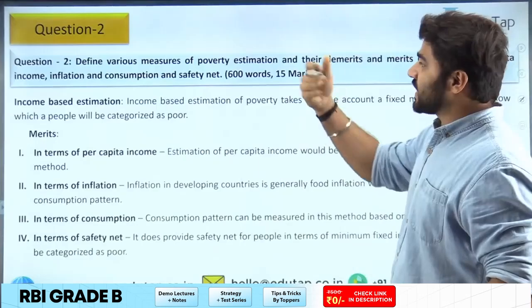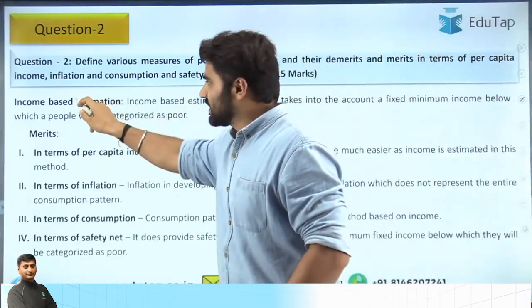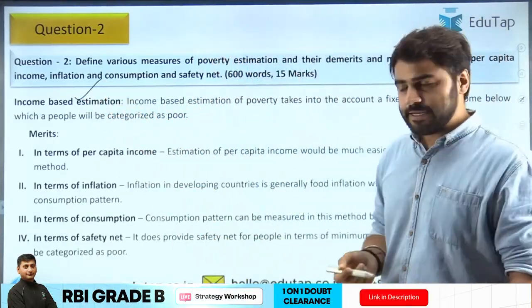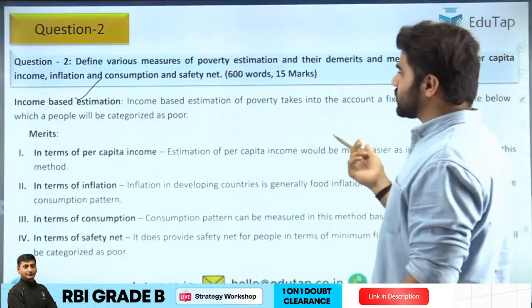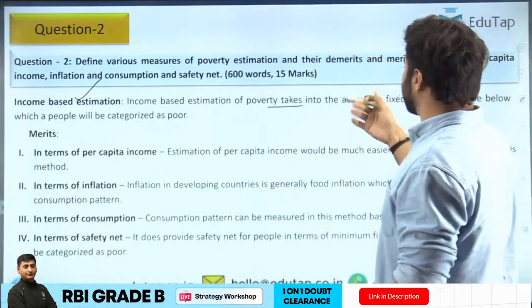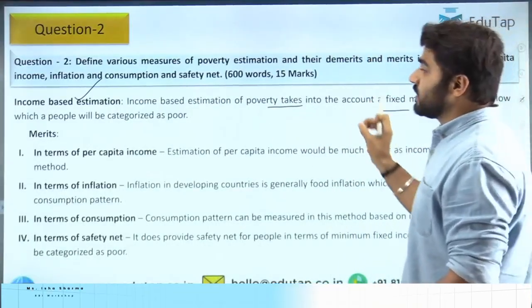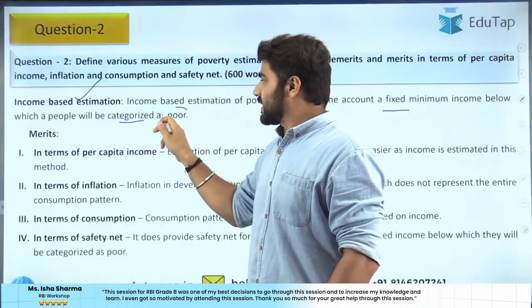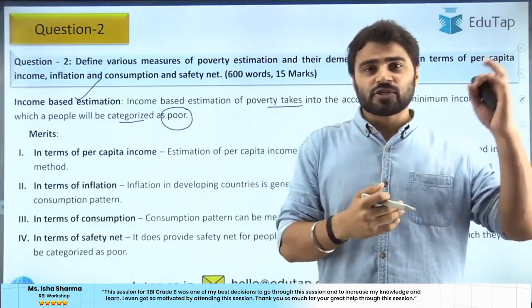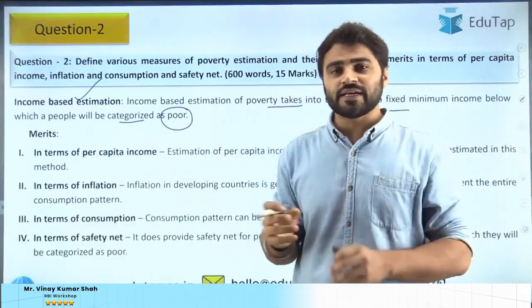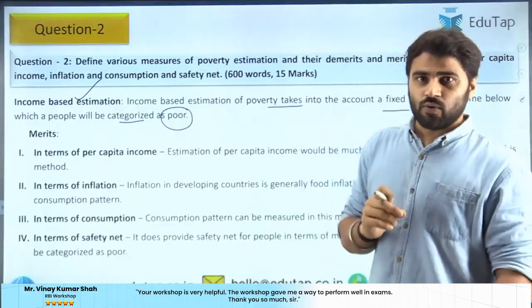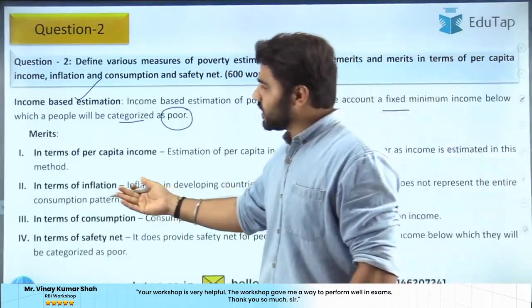Now if we talk about the second measure of poverty estimation, that is income based estimation, right? If we talk about income based estimation, it takes into account a fixed minimum income below which people will be categorized as poor, right? There consumption is being taken into account, and here income is being taken into account, right? Again, the same structure you need to follow.